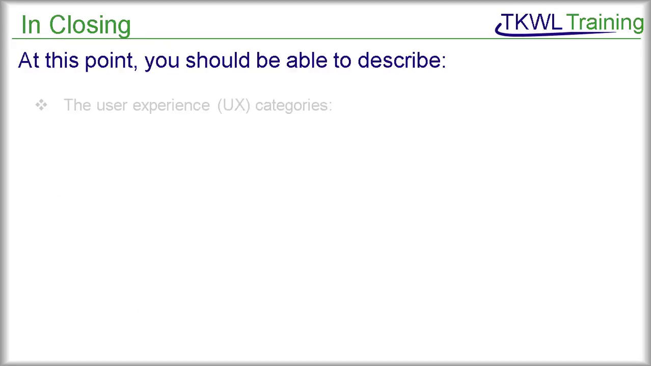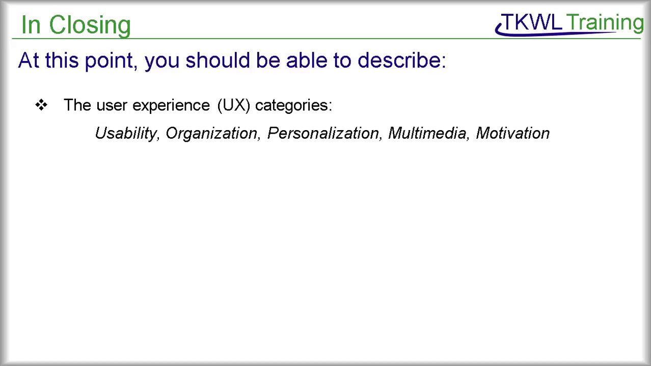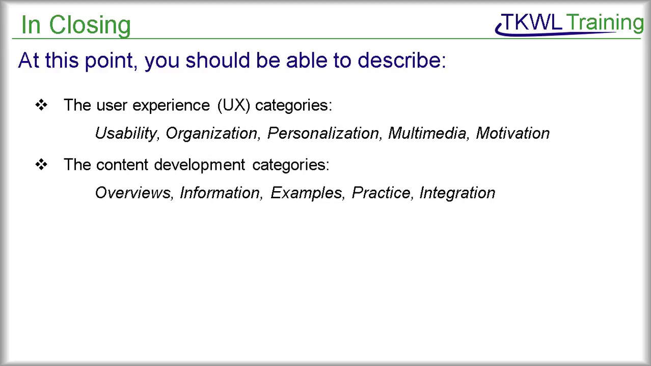We hope that the definitions are now clear and that you have a fuller appreciation of how all 12 of the Kaplan-Wade checklist categories work together, whether overarching, as we saw in Part 1, or specific to UX, or specific to content development, as we've seen in this lesson.